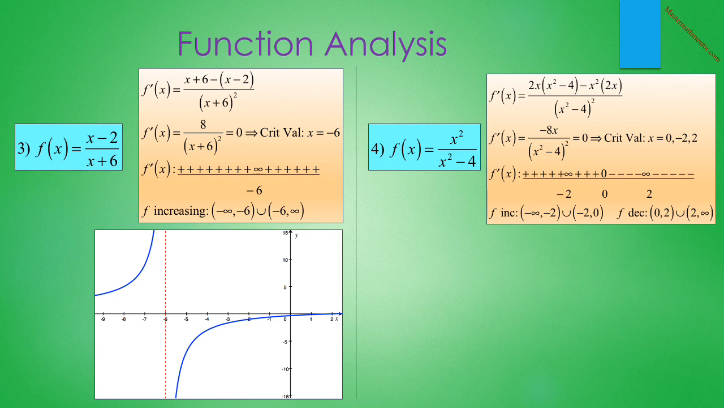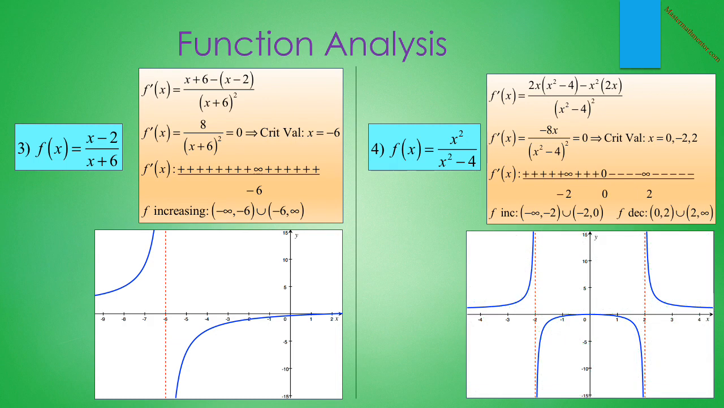In our sign chart, we put our 3 critical values, and above the negative 2 and 2, we put infinities, while above the 0, we put a 0. This creates 4 intervals, and they are plus, plus, negative, negative. So we conclude that the function is increasing from negative infinity to negative 2, union negative 2 to 0, and decreasing on the interval 0 to 2, union 2 to infinity.